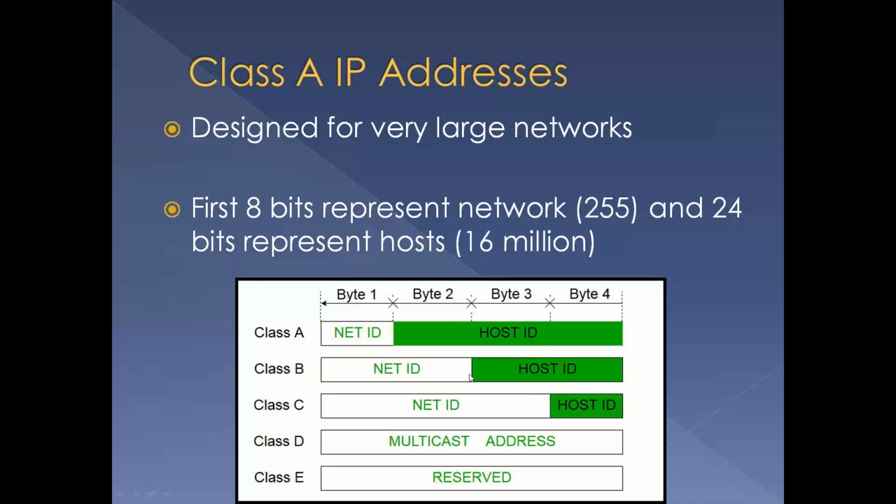Class B: the first 16 bits represent the network, and the final 16 bits represent how many hosts can be on each network. Class C uses 24 bits to break up all of the networks. So that's going to be 16.7 million different networks, and only 255 hosts on each network.